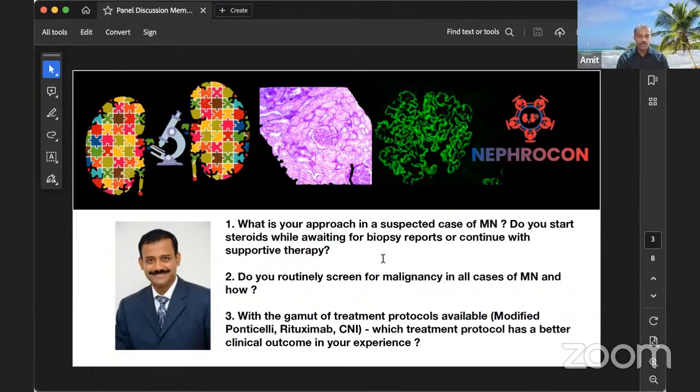But people who have florid, life-threatening nephrotic syndrome or similar situations, that is the case where I would probably use Ponticelli instead of rituximab, because rituximab has a latent period before which the action doesn't come up. And sometimes when you do not have that much time, then you would want to use the Ponticelli regimen.